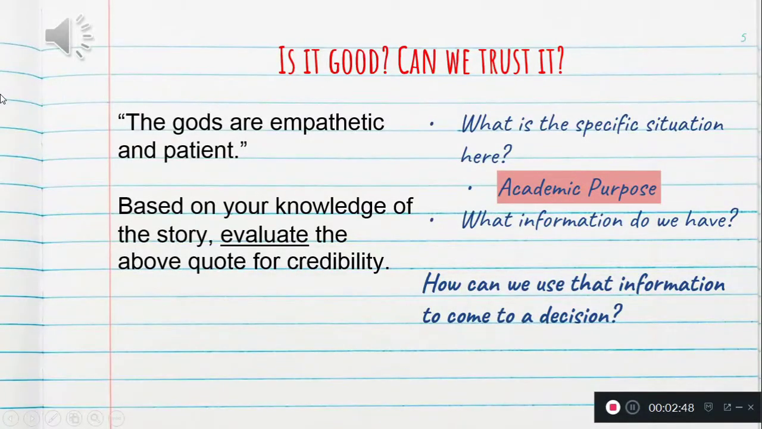The first thing we need to take note of is the situation. And in this instance, the situation is an academic purpose. We are evaluating this sentence for academic reasons. Because it's an academic purpose, that gives us a little bit more freedom to make a broad evaluation of the sentence, because the gods are from a fictional literary work, and they're not real people.